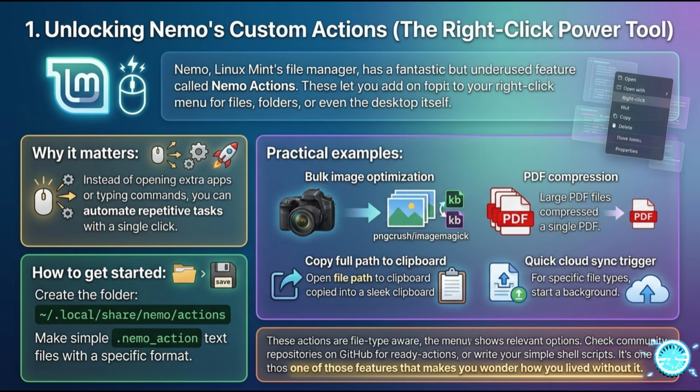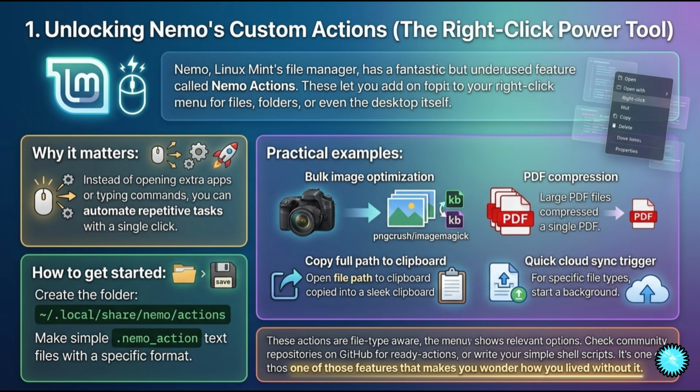How to get started. Create the folder ~/.local/share/nemo/actions. Make simple .nemo_action text files with a specific format. Practical examples. Bulk image optimization: right-click selected images and run a script to compress them, using tools like ImageMagick or PNG Crush. PDF compression: select PDFs and compress them without launching a separate program.